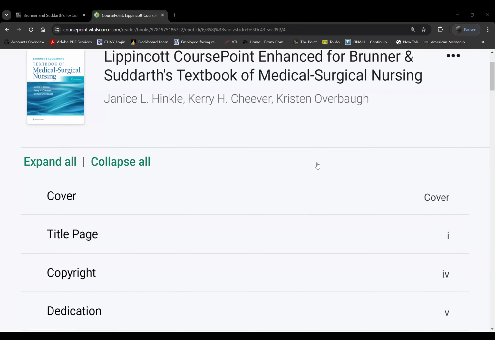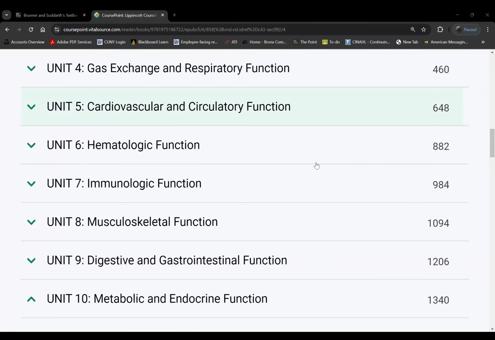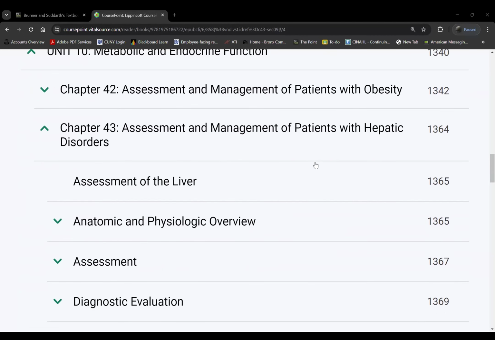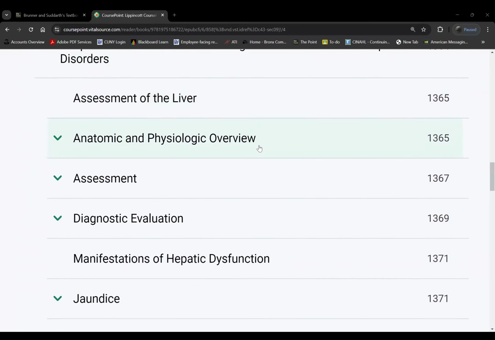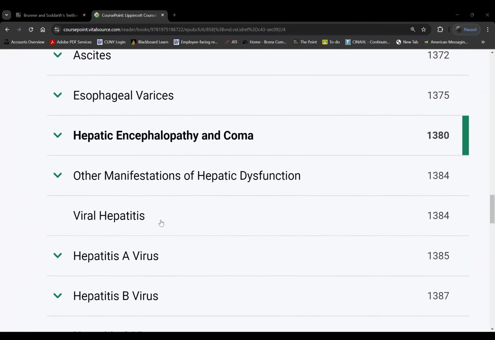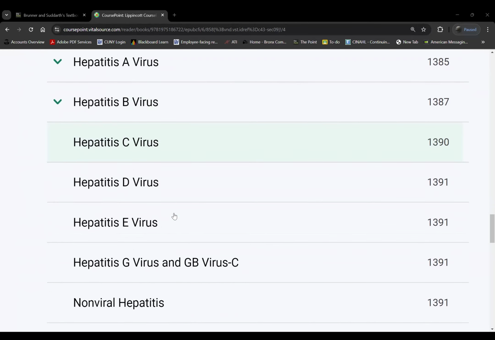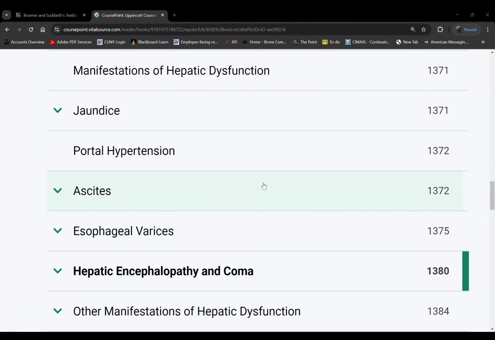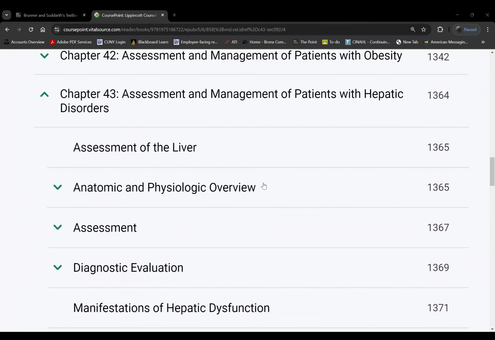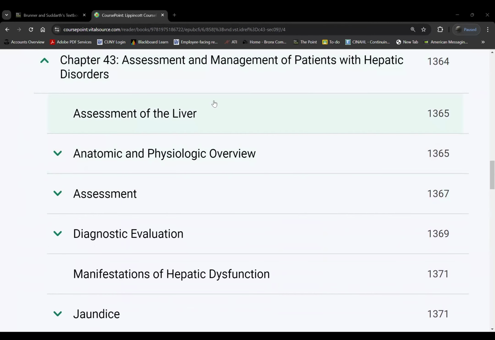Okay. Just because of the way chapter 43 is set up, it's not going to talk about cirrhosis and then go to the complications. So it starts with the complications. So we'll do it a different way. Let's start with an overview of the condition first.